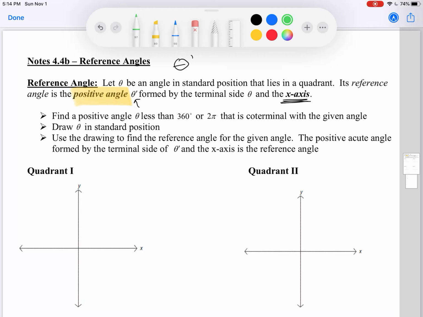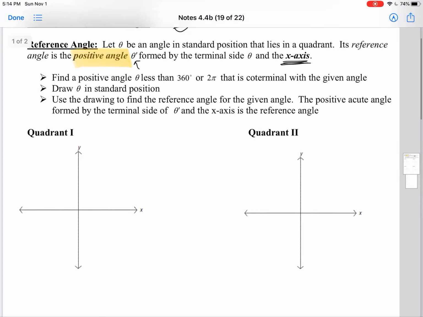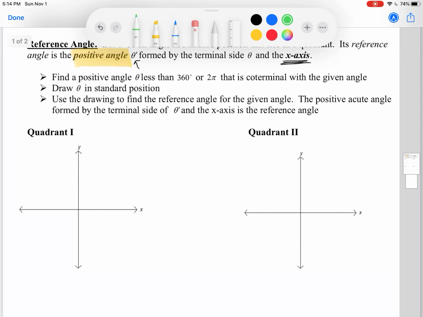The positive acute angle formed by the terminal side of arc theta and the x-axis is the reference angle. All right, lots of information. We're going to go quadrant by quadrant first, and then we have about 8 or so questions to go through on the second page. All right, so in the first quadrant, we're going to talk about some angles, so I'm going to just draw in an angle here. Of course, we have our initial side first, followed by our terminal side. This is going to be called our theta. That's my angle that I'm drawing.